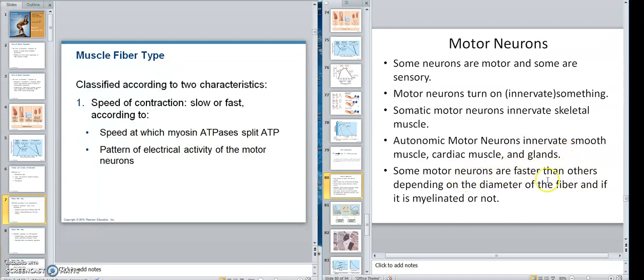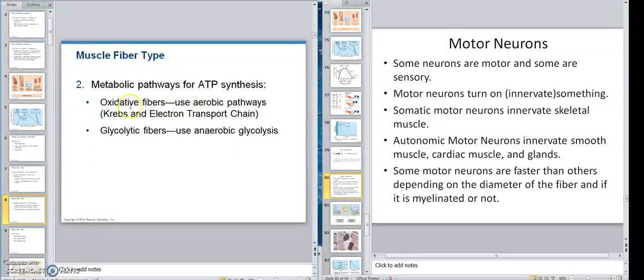Some motor neurons are faster than others, depending on the diameter of the fiber. The bigger the diameter of the fiber, the faster the motor neuron. And if it's myelinated, we haven't talked about that. Myelin is a coating around neurons. We'll introduce that in our nervous system tissue chapter. Okay? So the point of the pattern of the motor neurons is that since the skeletal muscle has to be turned on by a neuron, the faster the neuron, the faster you can turn on the muscle cell. The slower, and you see where I'm going with that. All right. Let's go further.